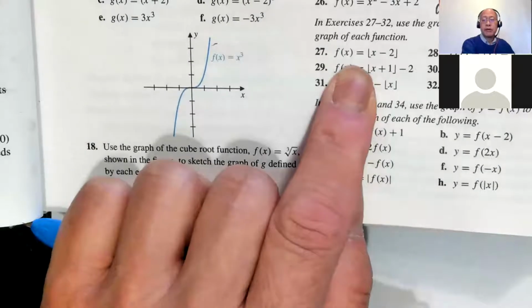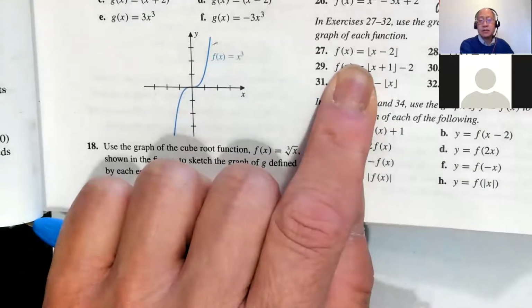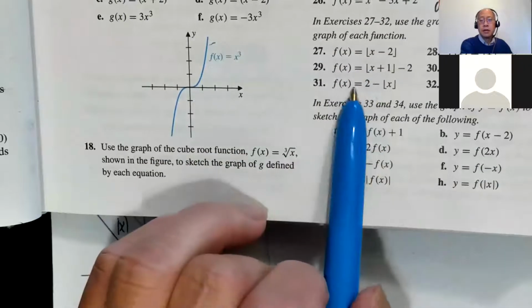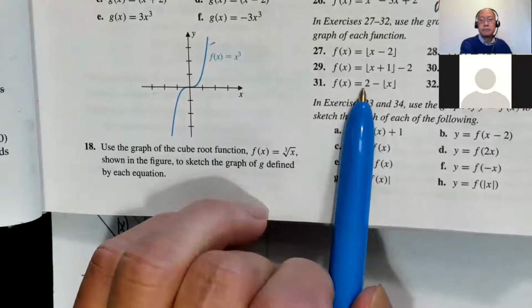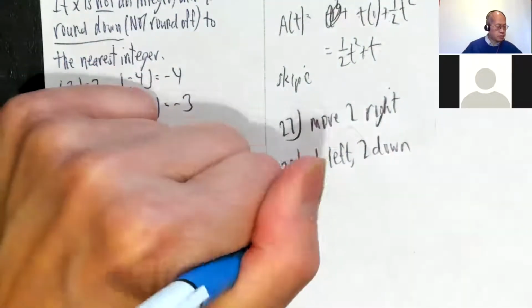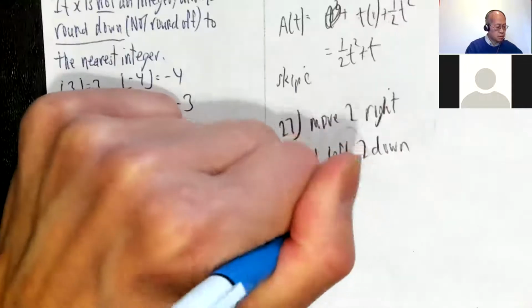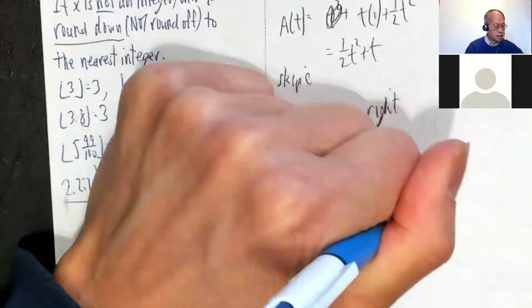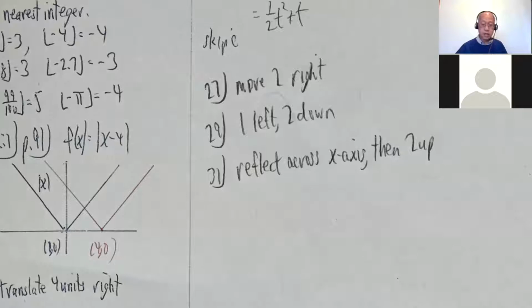Okay, so first, if I replace x with negative x, that reflects across the x-axis, and that moves it 2 up. So let's say for 31, reflect across x-axis, and then 2 up.